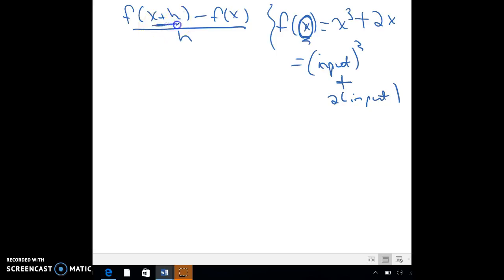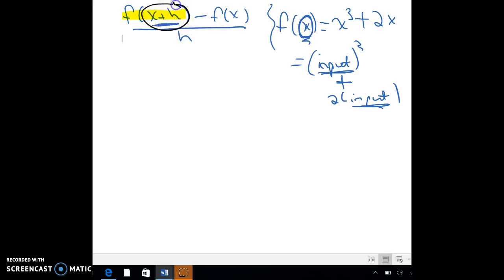So this input is x plus h. So that's what you're going to input into your function in both of the areas where you input. And then you're going to do the math. And on the difference quotient, I recommend doing the math for this guy first, and then going ahead and putting it all together. So I am going to figure out what f of x plus h is.